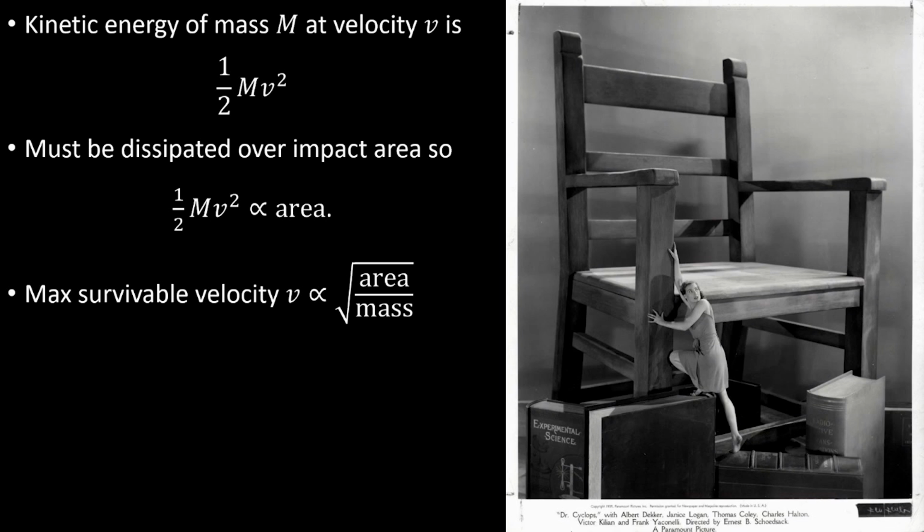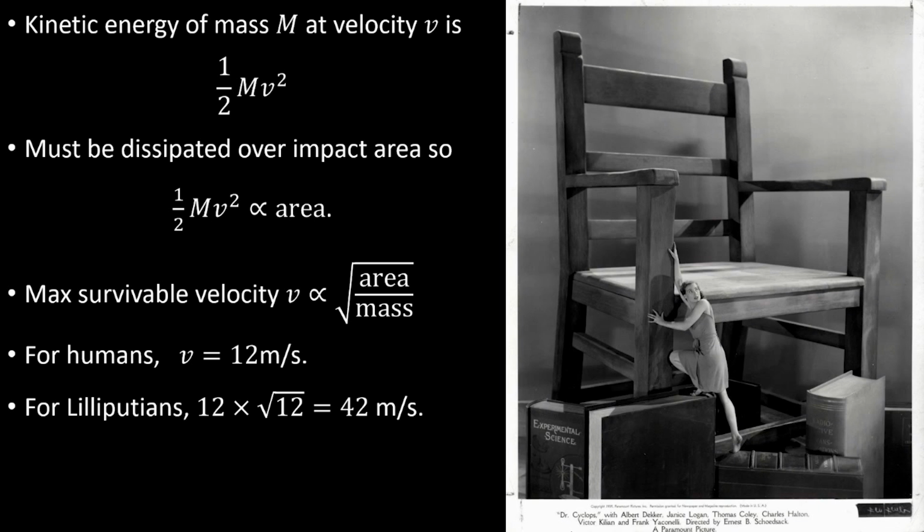So for a Lilliputian, 1 over a 12th, that's 12. So their survivable velocity will be root 12 times ours. Now ours, NASA did some calculations, ours is about 12 meters per second. And so for a Lilliputian, you have to multiply that by root 12. So they have a better time of it. And theirs is about 42 meters per second.